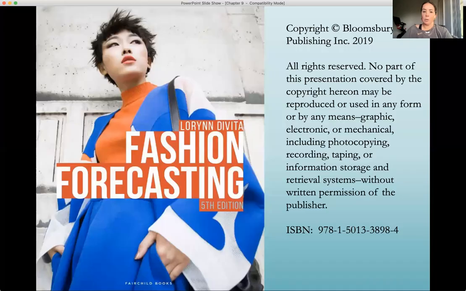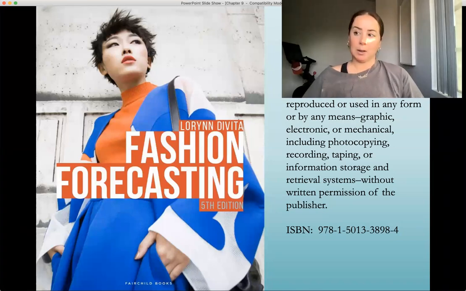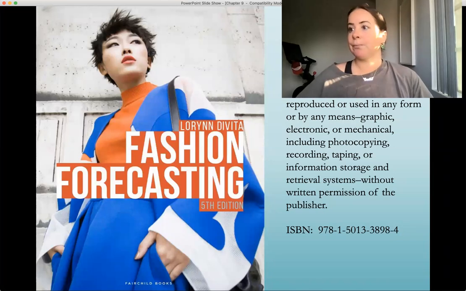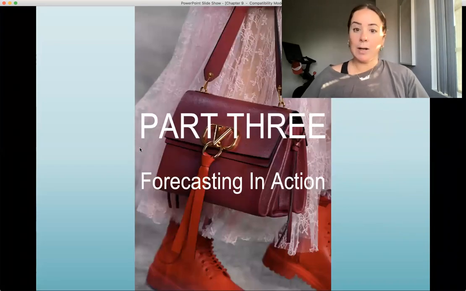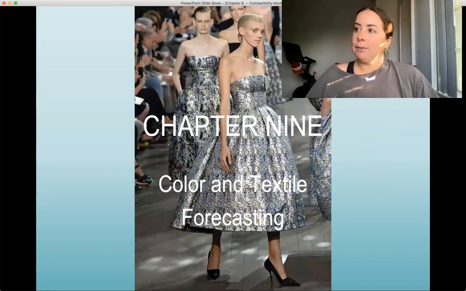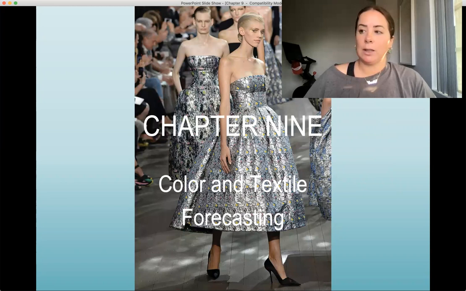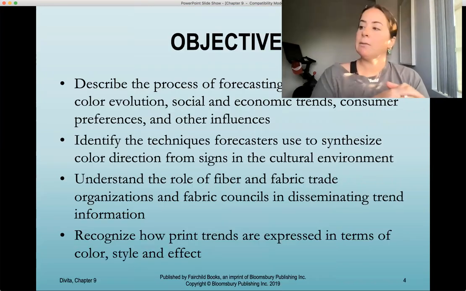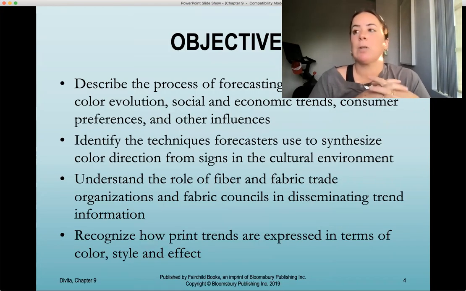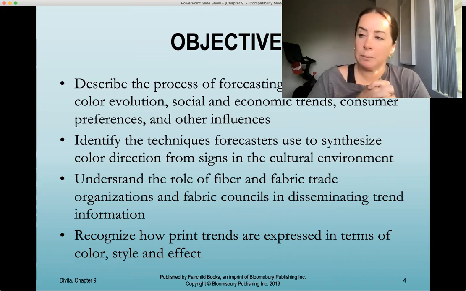All right, as always, we are working out of the Fashion Forecasting textbook. This is the 5th edition. You're now in part 3, which is forecasting in action, specifically chapter 9, and this is all about color and textile forecasting. Some objectives for this chapter is to describe the process of forecasting color, including color evolution, social and economic trends, consumer preferences, and other influences.